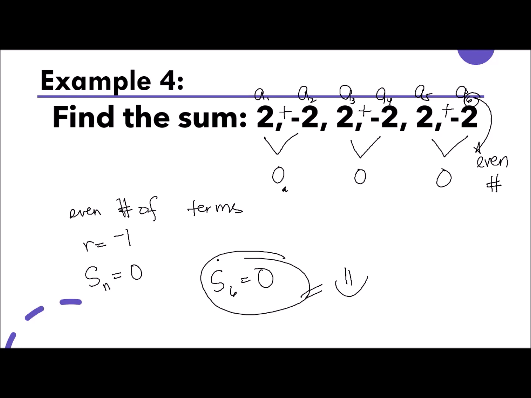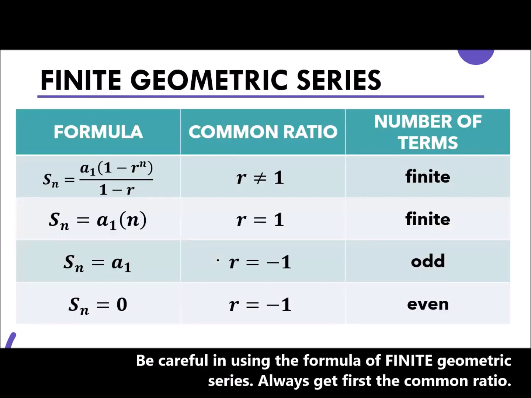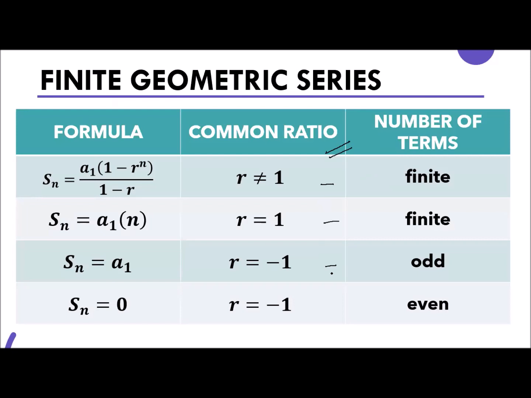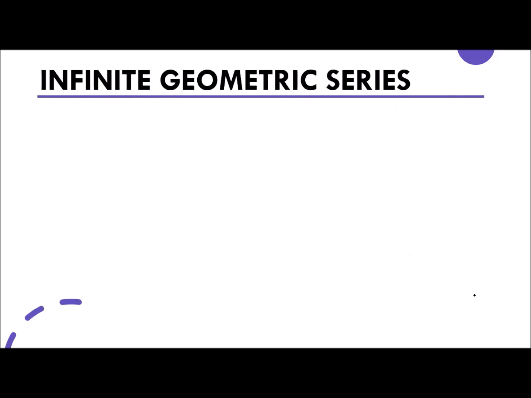Tandaan lang natin yung pinaka-rule natin. Okay po? So, balikan lang natin siya. Yan. So, please be very careful on using the formula. Ang titingnan ulit? Ang importante dito ay common ratio. Kung siya ba ay not equal to 1, kung equal to 1, or -1. At laging tatandaan, dapat yan ay finite. Tapos, dito sa -1, dapat either odd or even lang. Okay? I hope that's clear with you. So, we're done with finite. Let's now proceed to infinite geometric series.